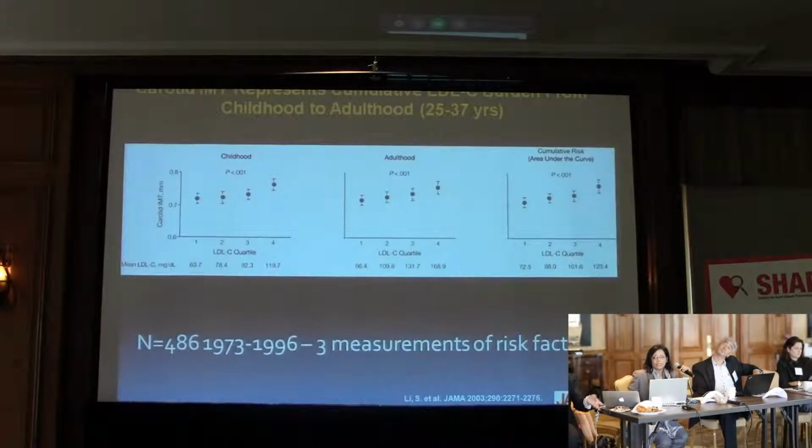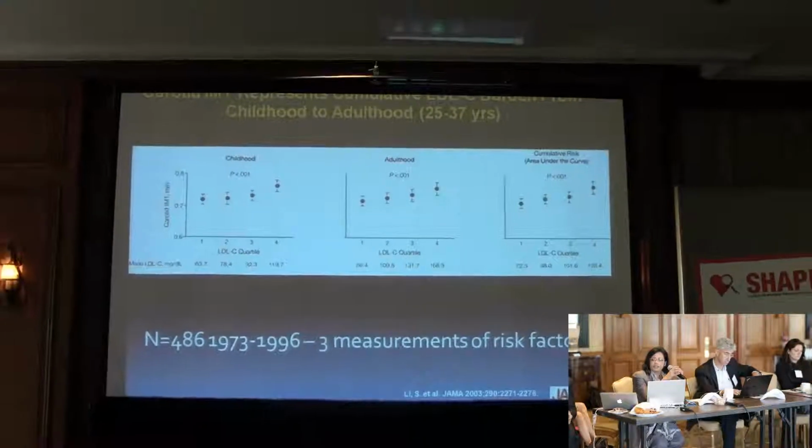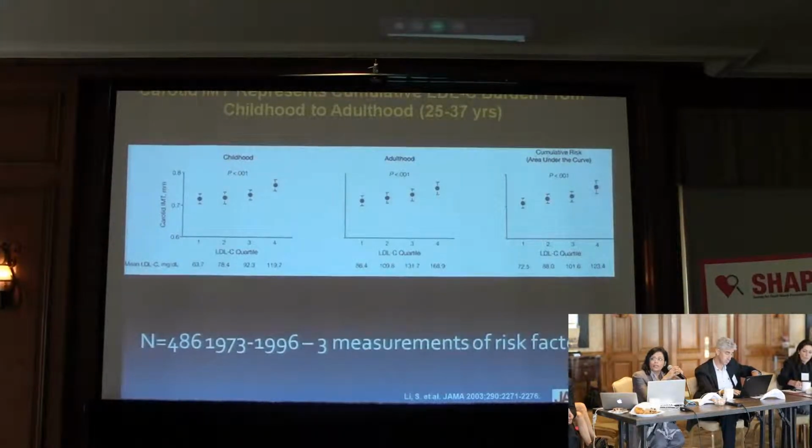Now, IMT has been shown by studies to actually represent your risk factor burden throughout your development years, including your childhood and adulthood age. So in this study of about 500 patients, the patients had 3 measurements of their risk markers, including lipids, blood pressure measurement, and BMI. And then the IMT was measured at this age group, between 25 to 37 years of age.